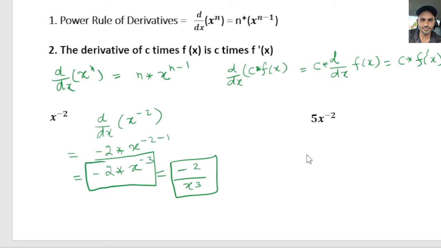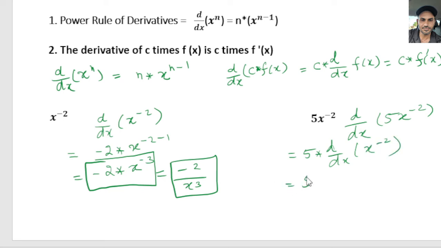For this one we have 5x to the negative second power, so it's very similar to the last one, but now we have a coefficient multiplying with it. So we use this rule right here. When we take the derivative of c times some function, we take the constant out of the derivative, and we take the derivative of the function after that. So if we want to take d over dx of 5x to the negative second power, I'm going to take the 5 out, and then we're going to take the derivative of just what is left inside, which is just x to the negative second power.